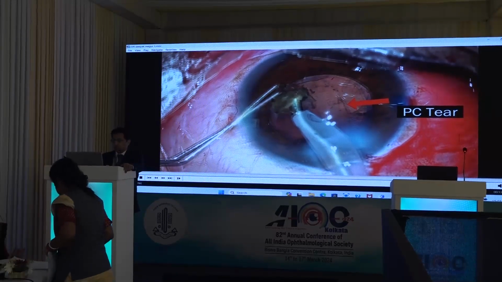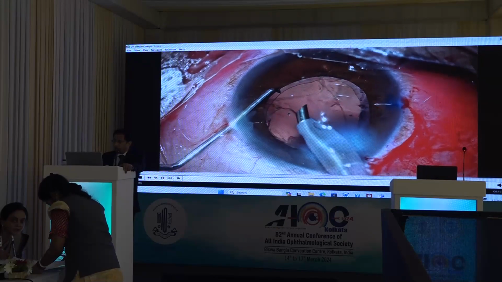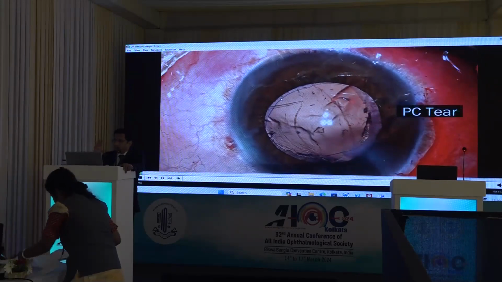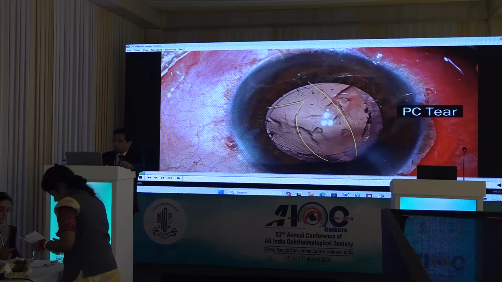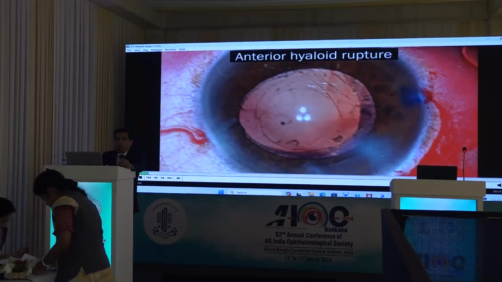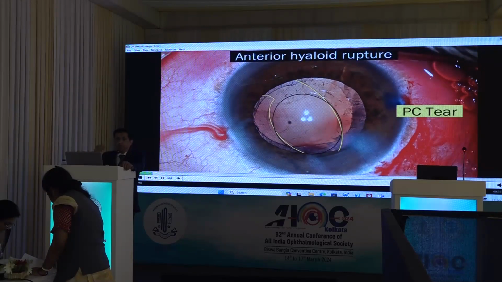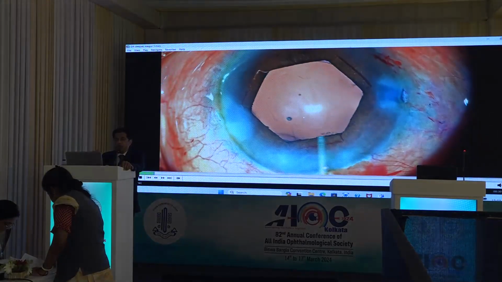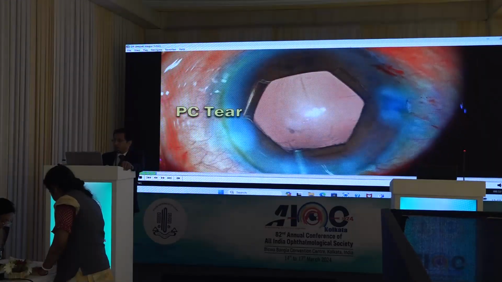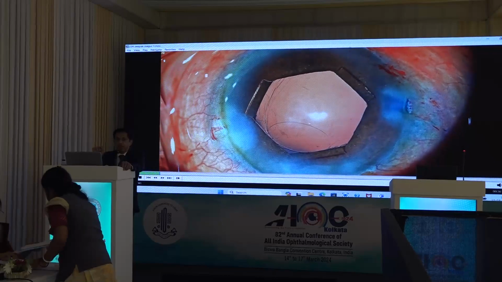So this is a case where I'm in the last fragment. I already know that the PC tear has happened, and because the shape is irregular, I thought the anterior is also ruptured. Now watch very closely what happens here. There is something like a small bomb blasting. No, actually there was no anterior rupture then. When the AC shallowed, it caused the anterior to rupture. Again you can see, the second wave is the one which is causing an anterior rupture.